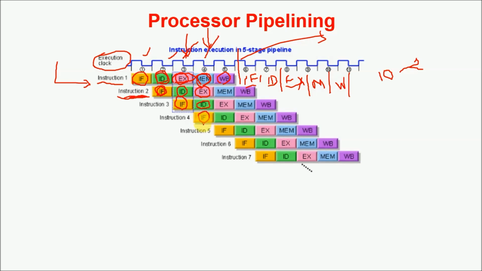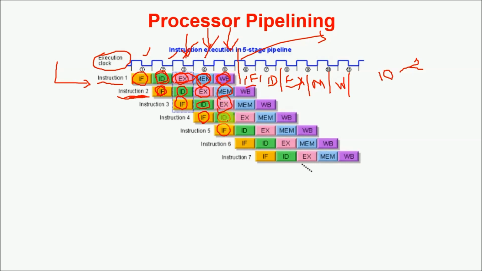In the fifth clock pulse, the first instruction enters the write back stage, the second instruction the memory access, the third instruction the instruction execution stage, the fourth instruction the instruction decode stage, and the fifth instruction enters the instruction fetch stage. That means in a particular clock pulse, five different instructions will be processed by the 5 different hardware components of the 5 stages. There are a total of 5 stages, and 5 instructions will be in the 5 stages.